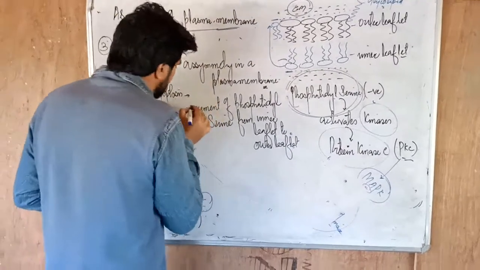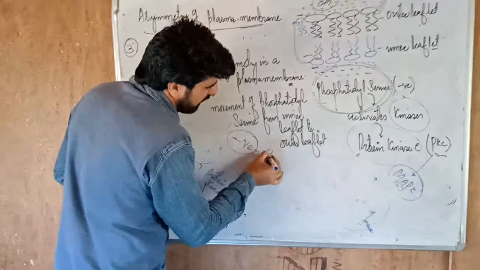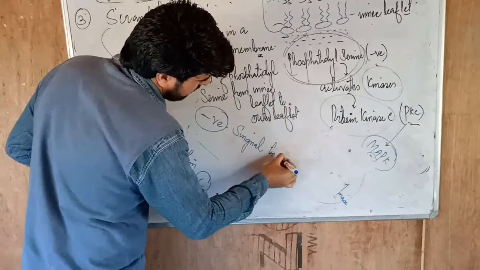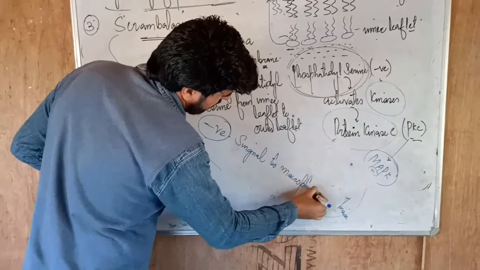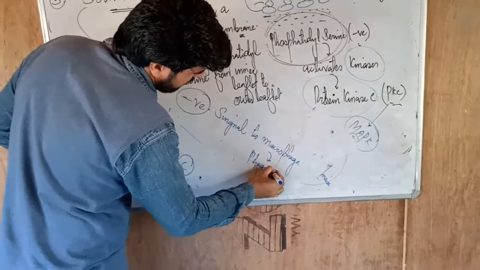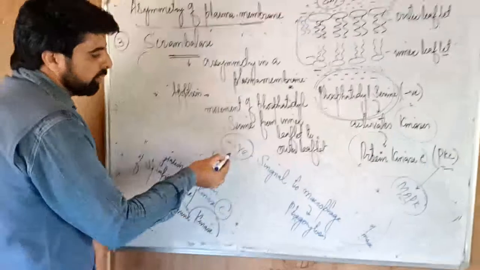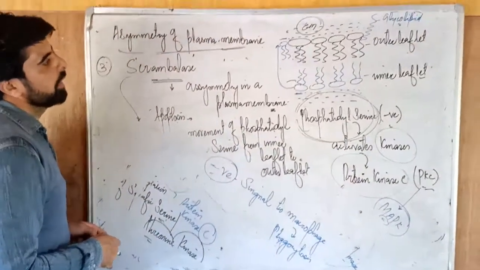This negative charge is a signal to macrophages to show the process of phagocytosis. So what happens then? They eat this cell up. The negative sign is a signal to macrophages to show the process of phagocytosis.